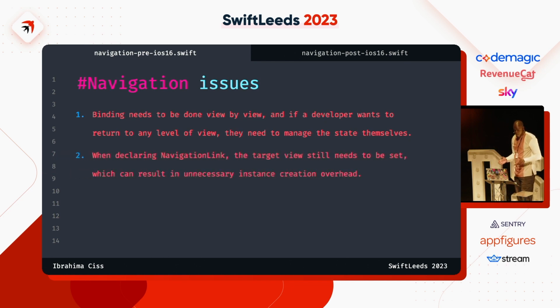And when declaring navigation links, the target view still needs to be set. I think this is the point I disliked the most about the navigation API we had before iOS 16. It is still here, but you need to know the destination beforehand, right? So if you are modularizing your app, like last year I did a talk here about modularization, right?